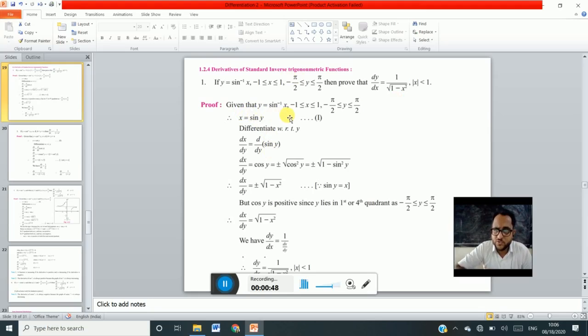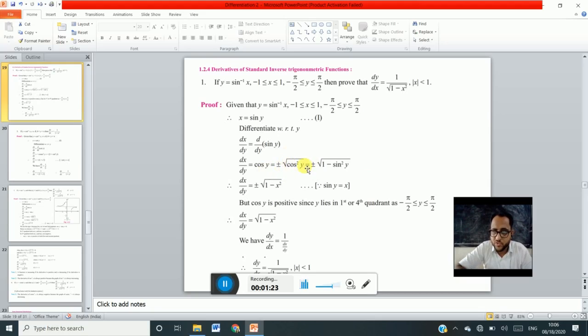So see how we prove it. Given that y is equal to sine inverse x, with this range of x and y, from here x equals sine y. We differentiate with respect to y and get dx by dy, that is the derivative of sine y, which is cos y, right? Now we have to convert this cos in terms of sine using the identity. We know the trigonometric identity sin square x plus cos square x equals 1, right? So we write this cos in square form and convert it into a square root.